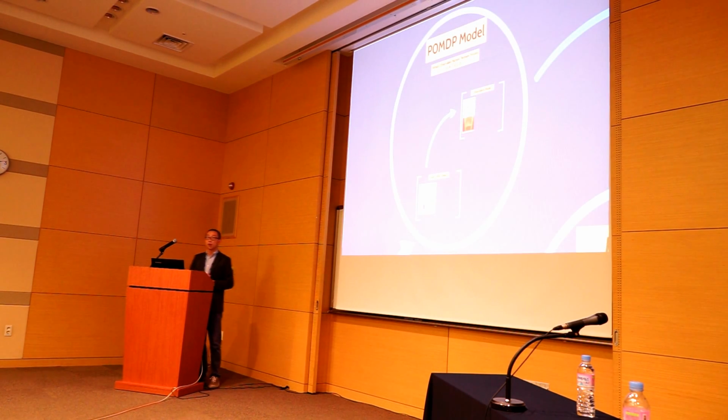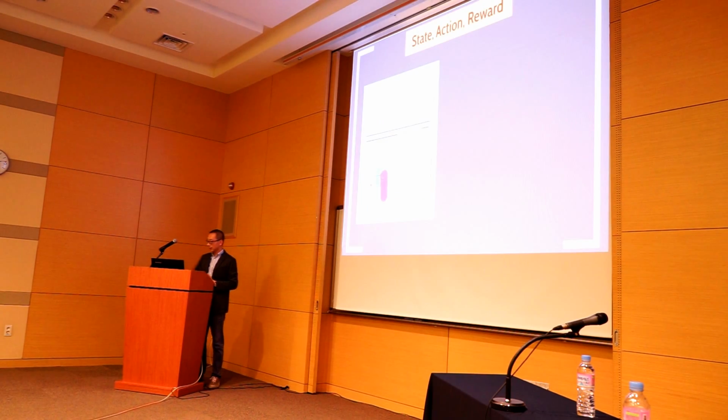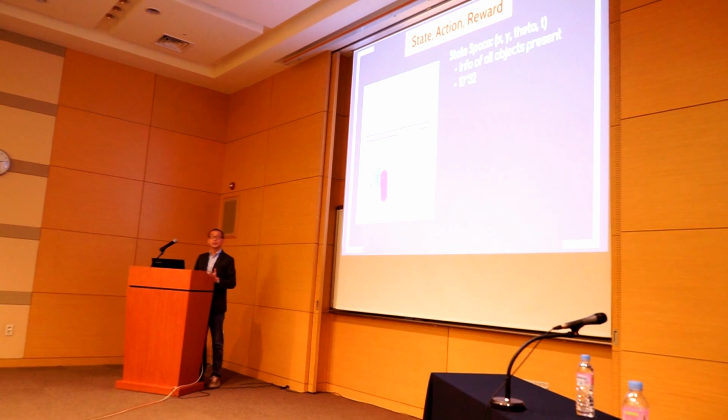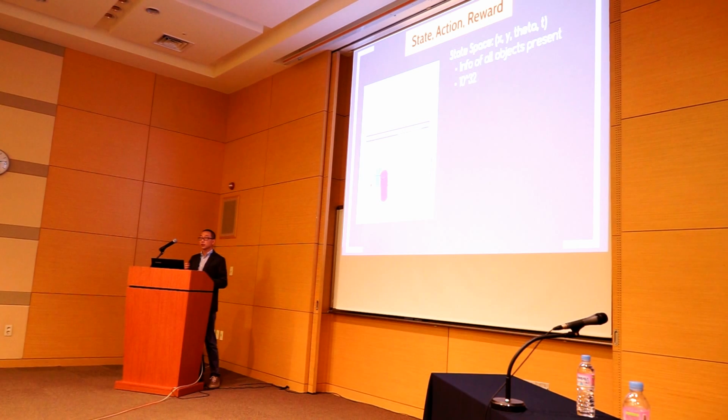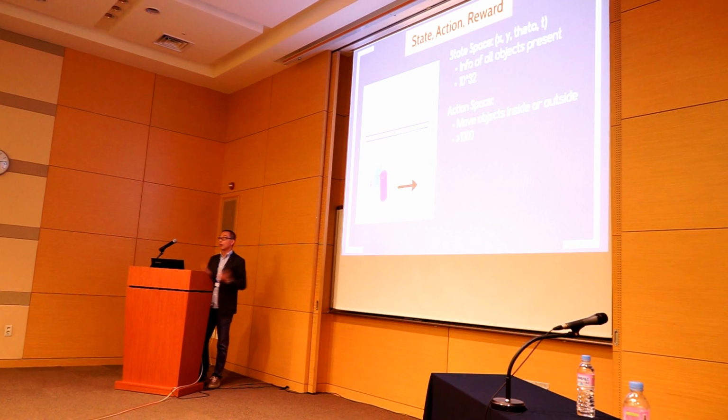We model the problem as a POMDP. The state space contains the poses and the types of every object present on the shelf, and the discretized state space is as large as 10 to the power 32. For the action space, the robot can either move an object inside the shelf, or outside the shelf if there is not enough space to move it inside. There are more than 1,000 actions to take. Here we assume the transition function is deterministic.